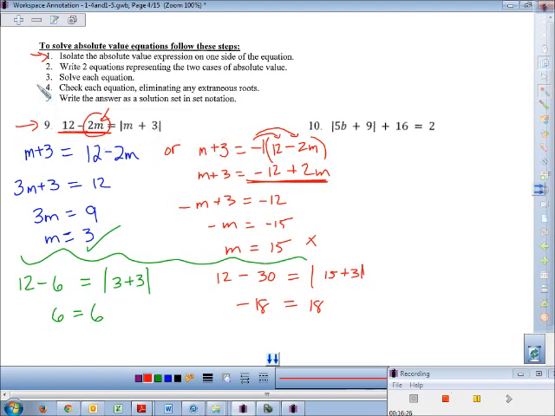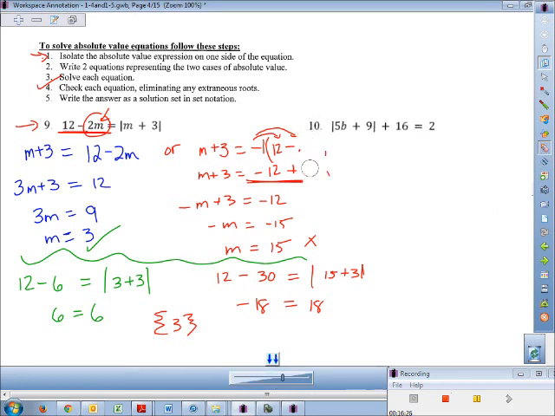So we have done this. We've done all 4 steps. It is now time to write the answer as a solution set. Which numbers worked? 3. And that's the only solution. 15 was an extraneous solution. It worked in this algebra, but it did not make this original equation true. Cool? Next one, number 10. What's step number 1?